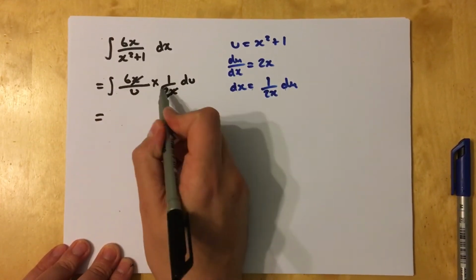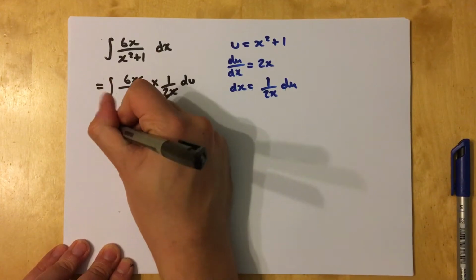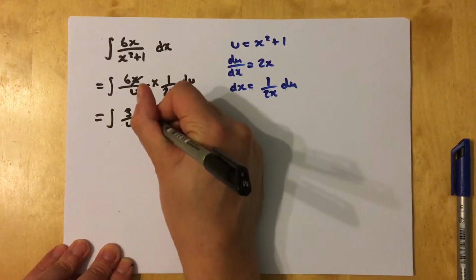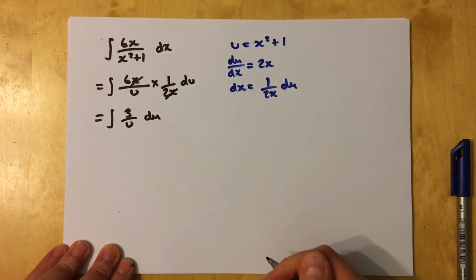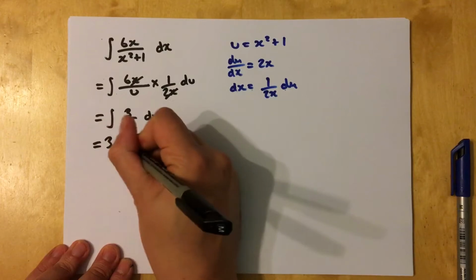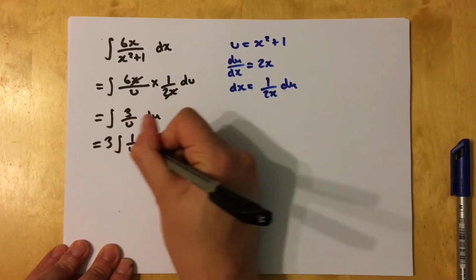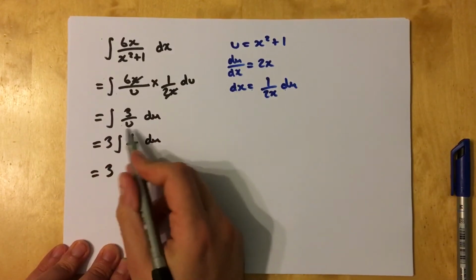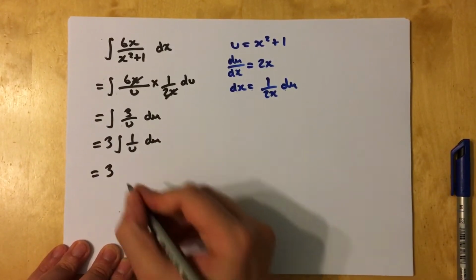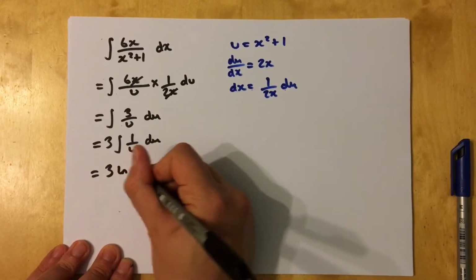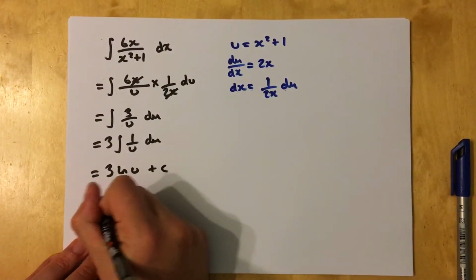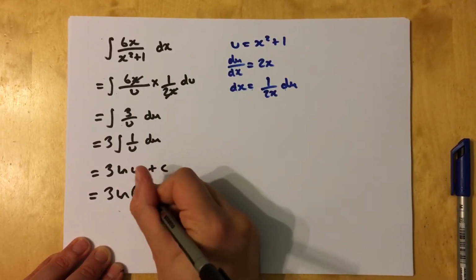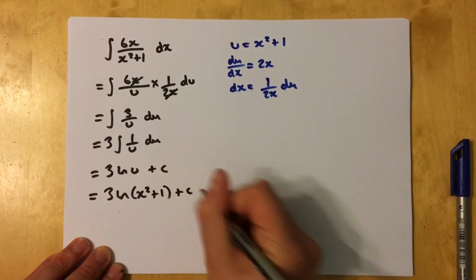The 6 divided by the 2 will give me 3. So I end up with 3 over u du. Okay, so I can take out that factor of 3 if I wanted. Get 1 over u du. So then we have 3 lots of, when we integrate 1 over u with respect to u, we get ln u plus c. And then we just remember to replace u back with x squared plus 1 plus c.